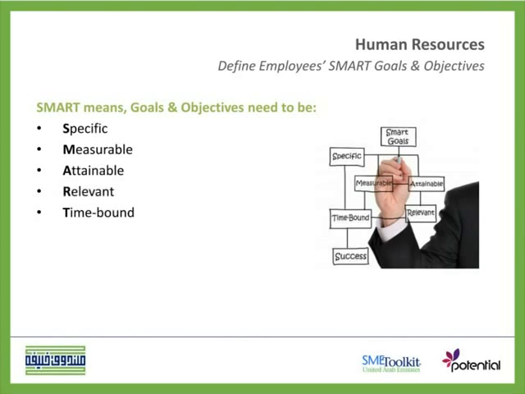Relevant. Do not give your sales guy a goal that has to do with the finance department or the HR department, and vice versa. Each person needs a goal that is relevant to the role and the responsibility they are in. And very important is time bound. Put a time limit, a deadline. Let them work towards a deadline, okay, within a week, within a month, within a year.